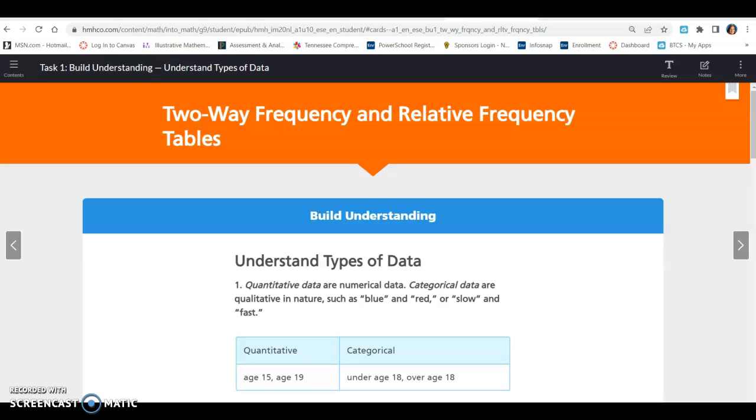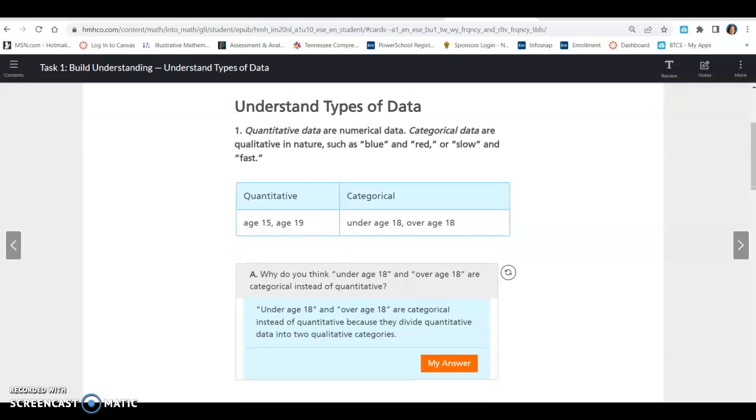Lesson 21.1, Task 1, Two-way frequency and relative frequency tables. Understand types of data. Quantitative data are numerical data. Categorical data are qualitative in nature, such as blue and red or slow and fast. Quantitative is age 15 or age 19. Categorical would be under age 18 or over age 18.